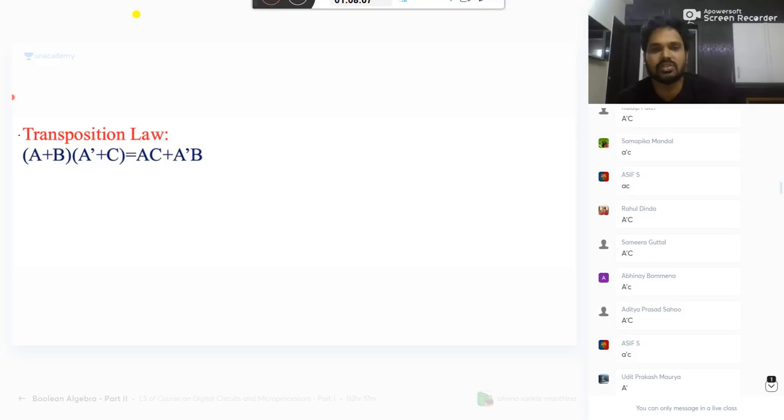Now see here, transposition law. So how to write the transposition law? According to transposition law, A plus B into A bar plus C is simply multiply these two and these two. This much simple. A bar B plus AC. This is the answer. So how to do this, sir? How to prove it, sir?